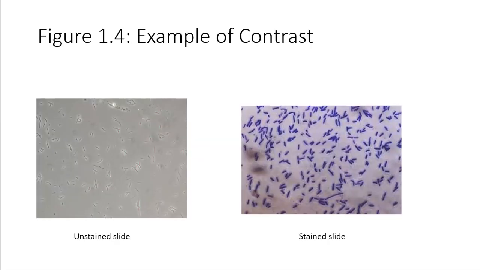Okay, so here's an example of contrast. You can see this is unstained. You can see these lovely little bacteria. They're bacilli, guys. And we take that same slide and we stain it, and that contrast is much better. We can see a lot of the outside of that bacteria. It allows us to get the outside shape and size.